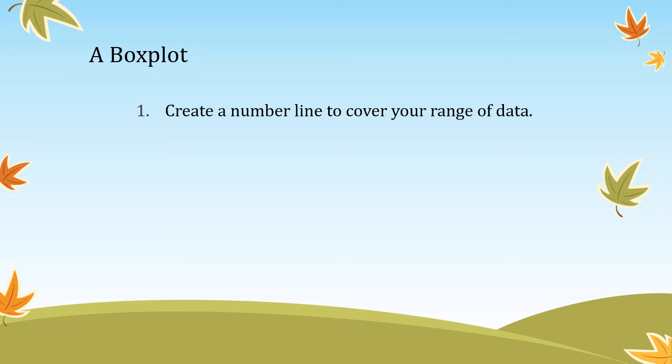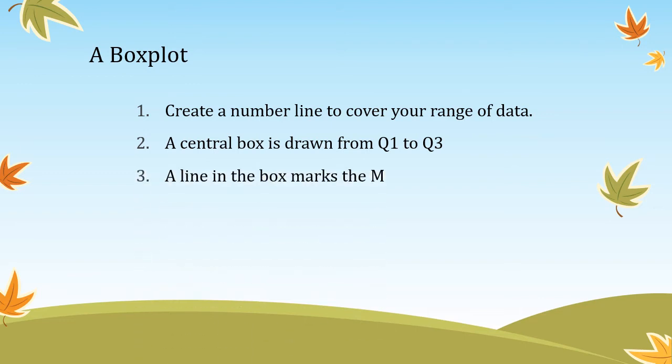We create a number line to cover the range of our data. So we make a number line to cover all the way from our min to our max. Then a central box, like a literal box, is drawn from quartile 1 to quartile 3. So we literally make a rectangular box. Then we put a line in the box that cuts the box and marks the median.